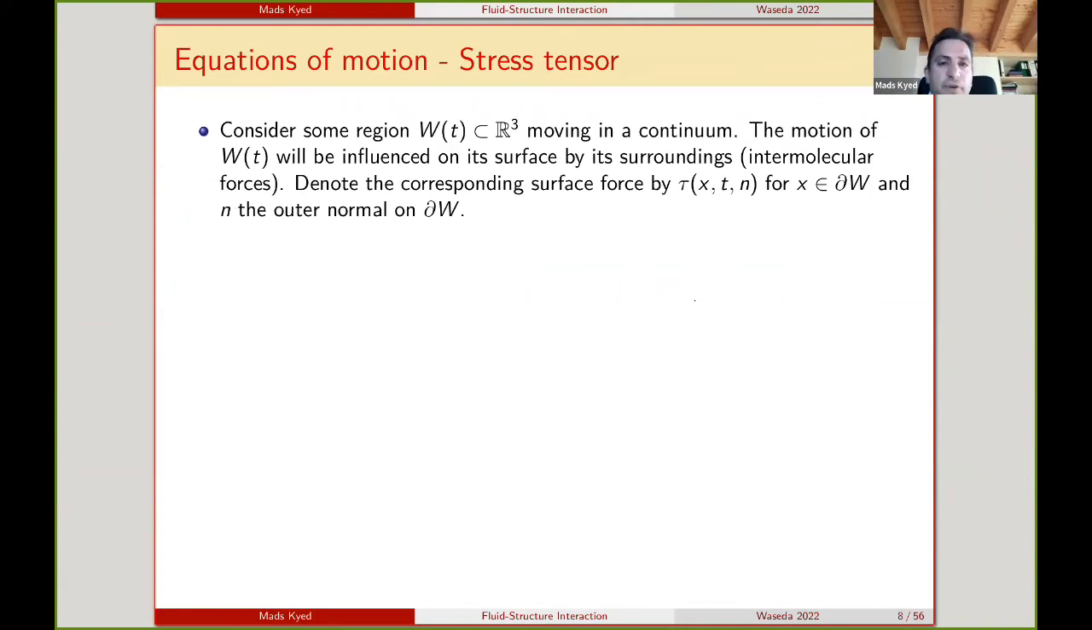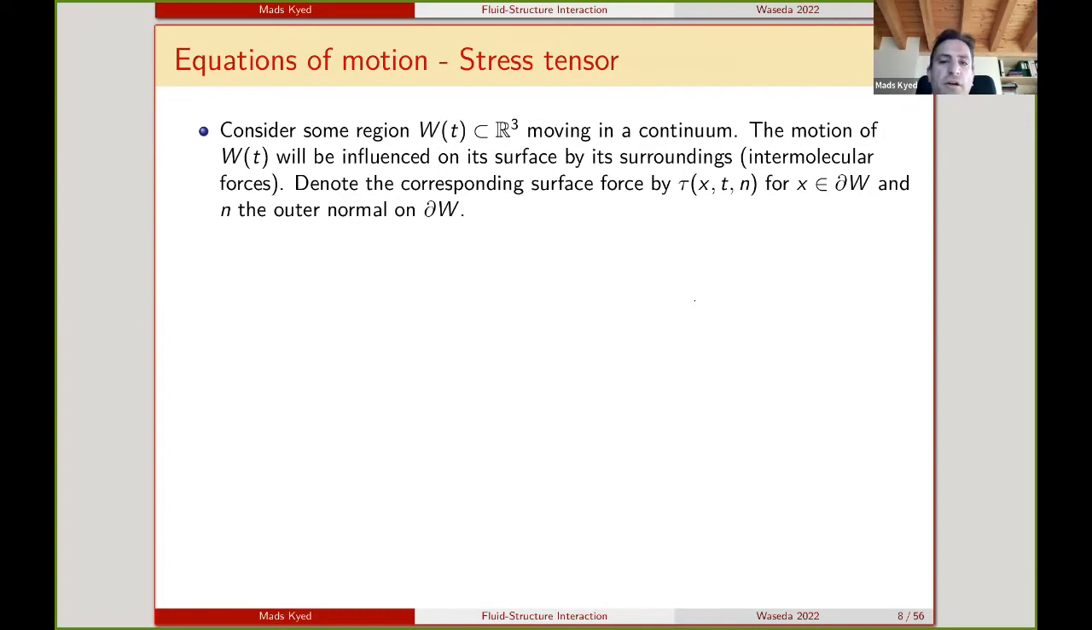In the next step, we need stress tensors. Now we consider some region that is moving in our continuum, W of t. The motion of this region, so now we consider this virtual region as a body. Think of it as moving through our continuum. In this case, this body will influence its surroundings, and the surroundings will influence the body on the surface.